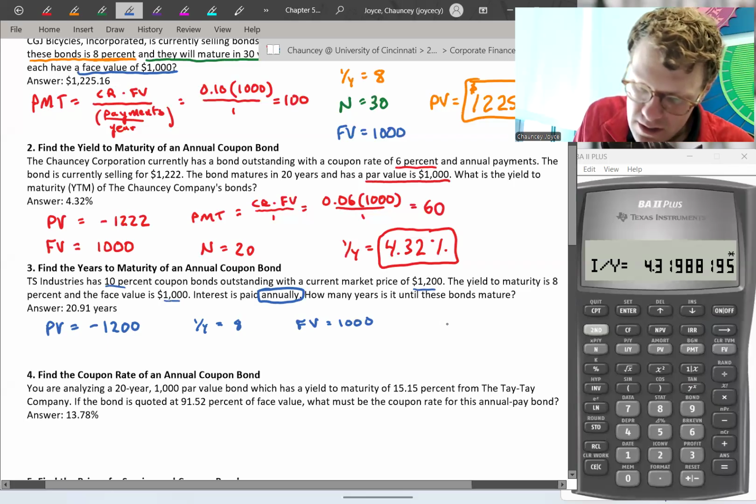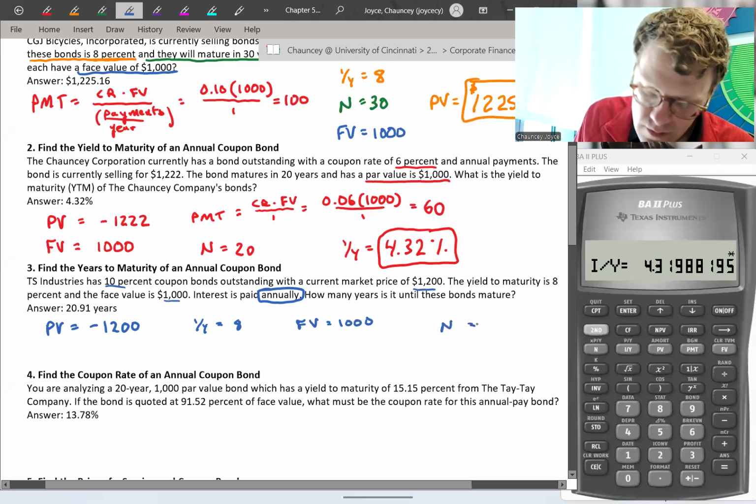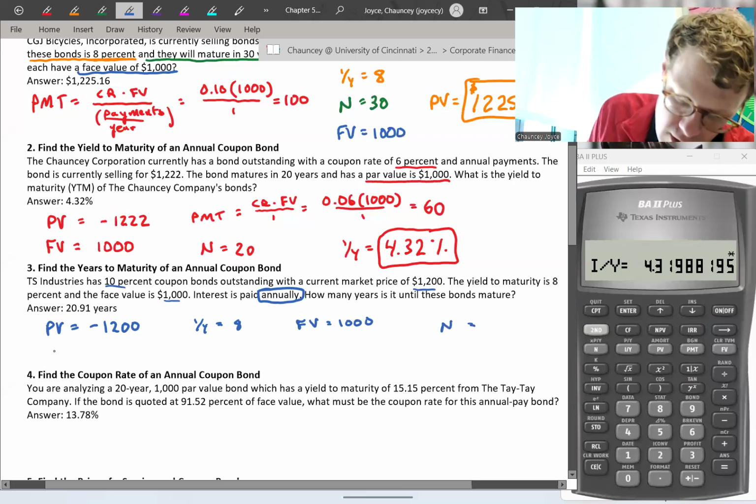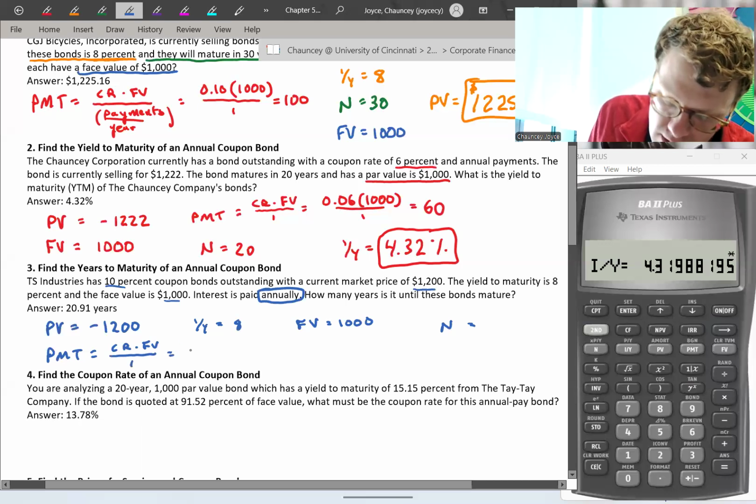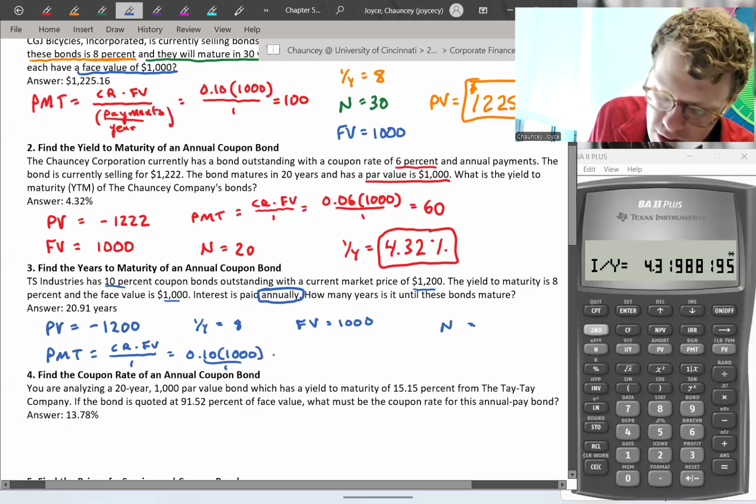How many years until this bond matures? We need the coupon payment still, which is your coupon rate times your face value divided by the payments in a year, which is 1 in our case. So that's just 10% of 1,000 divided by 1, which will get you 100.